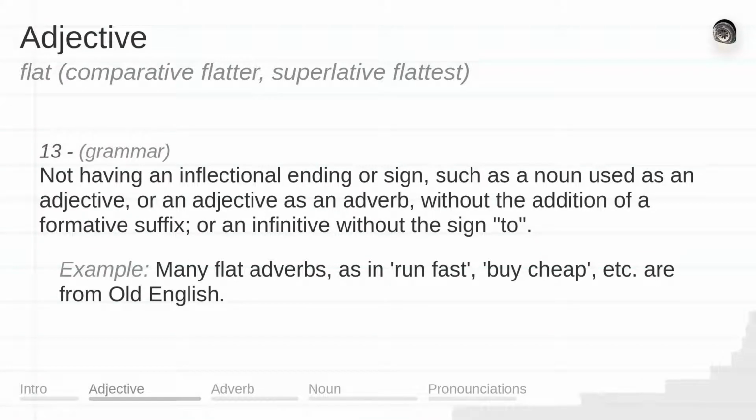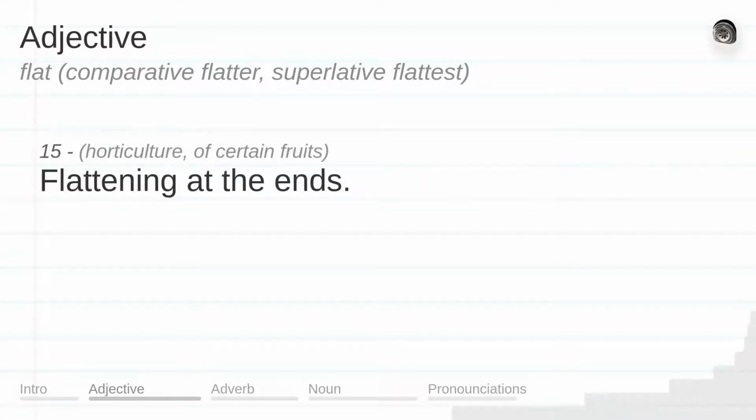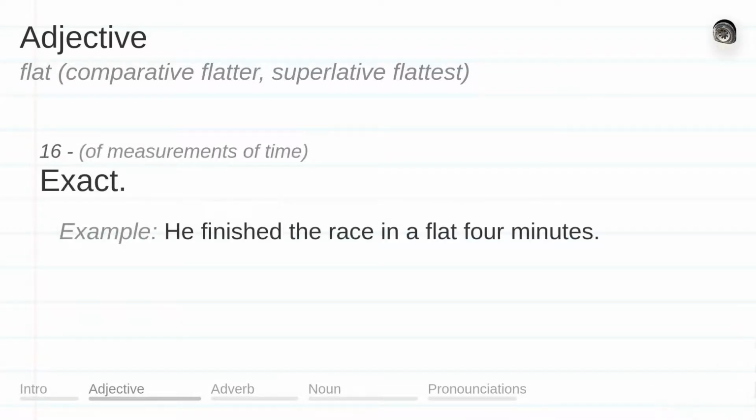Not having an inflectional ending or sign, such as a noun used as an adjective, or an adjective as an adverb, without the addition of a formative suffix, or an infinitive without the sign, to. Example. Many flat adverbs, as in run fast, buy cheap, etc. are from Old English. Having a head at a very obtuse angle to the shaft. Flattening at the ends.